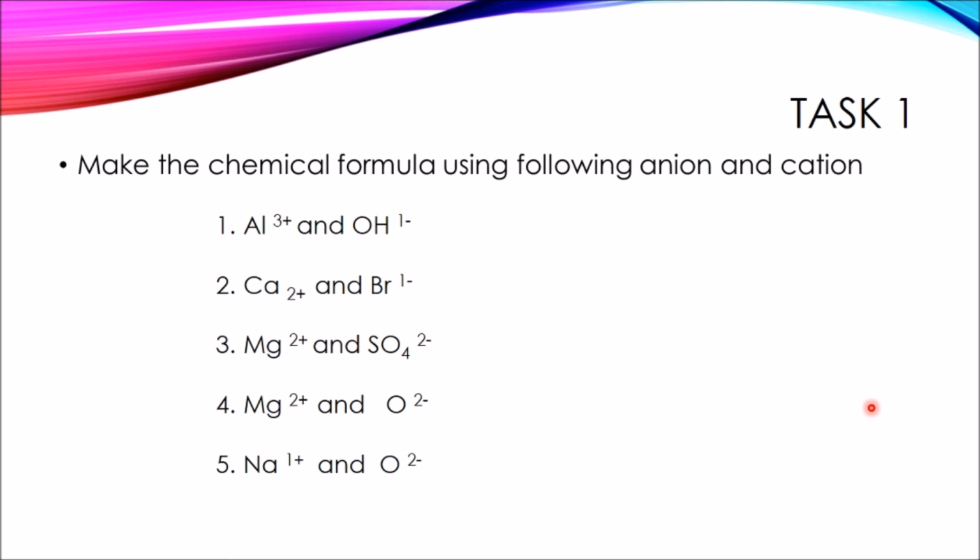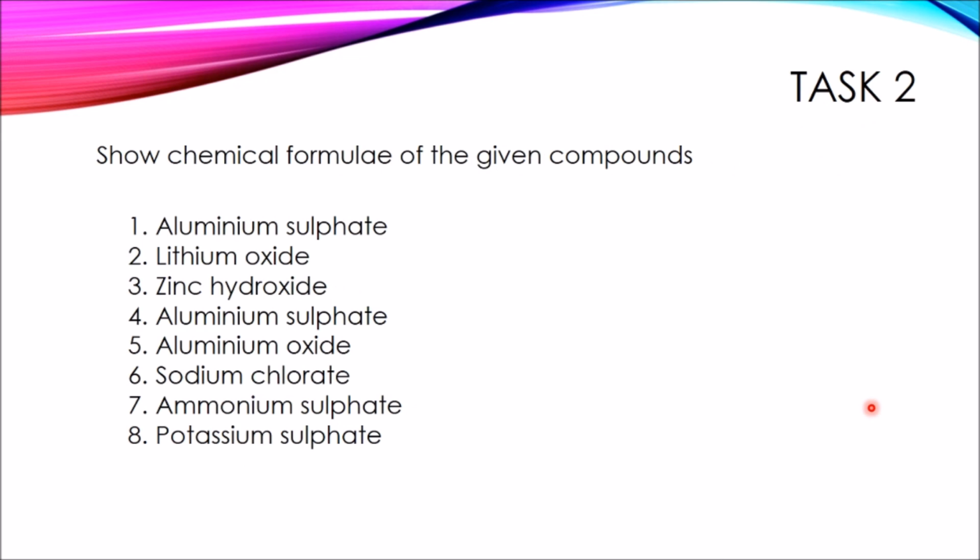We have the task in which you are provided with some anions and cations, and you have to make formulas with the help of these anions and cations and also name them. And we have another task. We are given some names of compounds and you have to write down their formulas. For example, in this case we have aluminium sulfate. You're going to write down aluminium. The charge on aluminium is 3 plus because aluminium belongs to group 3.